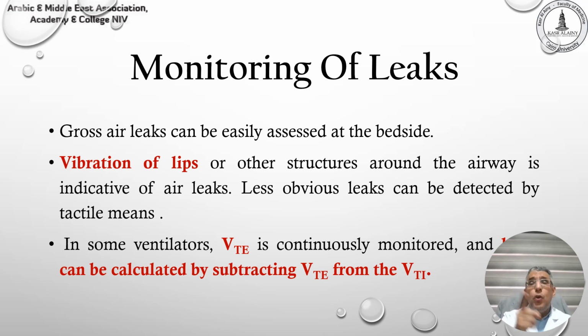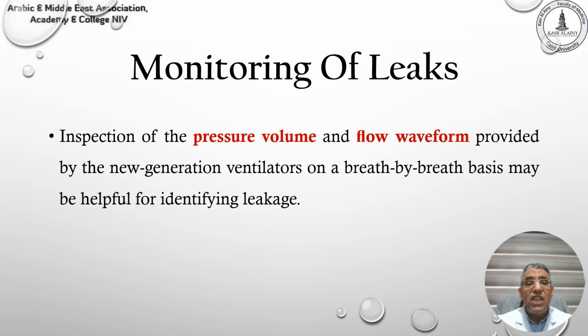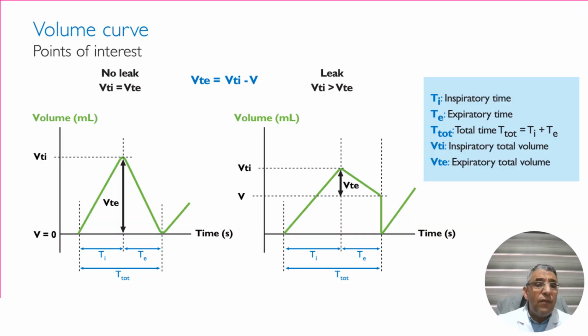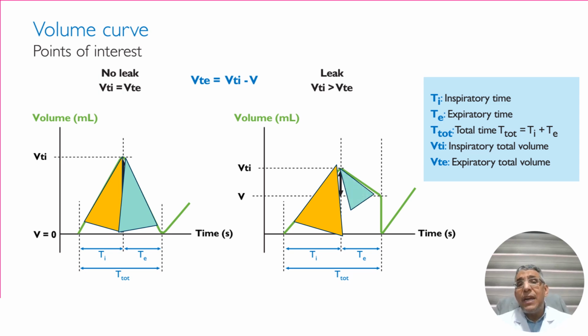In the volume-time curve, look at the tidal volume. Inspiratory tidal volume differs from expiratory tidal volume when there is a leak. This is an inspiration, and this is an expiration. Here, the inspiratory tidal volume is equal to the expiratory tidal volume, so there is no leak. However, here, this is the inspiratory time, and this is the expiratory time. The expiratory tidal volume is less than the inspiratory tidal volume. The difference between expiratory and inspiratory tidal volume is the leak. If the leak is mild to moderate, the ventilator can compensate.